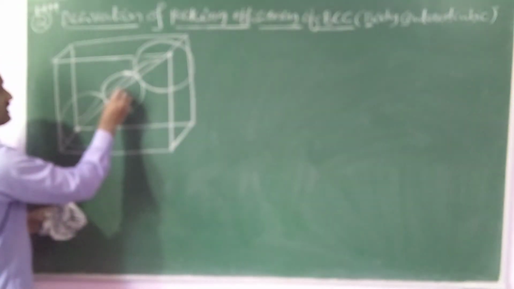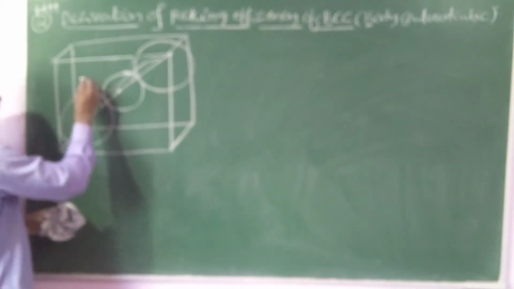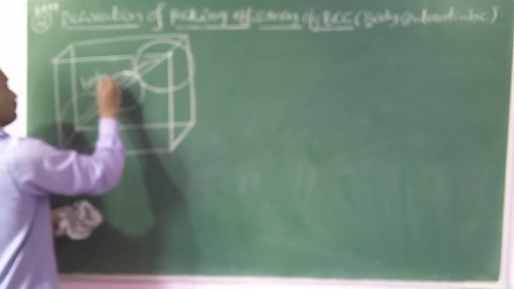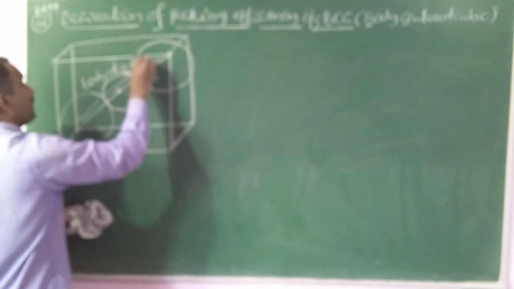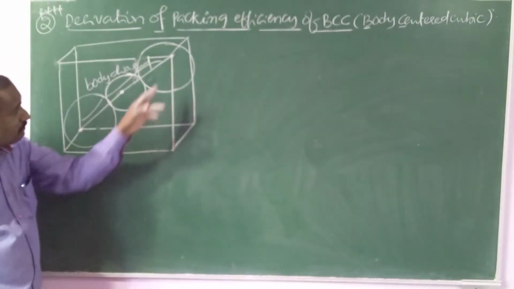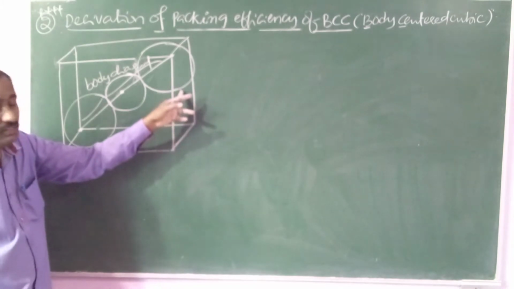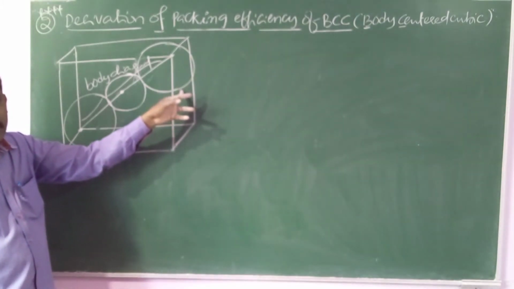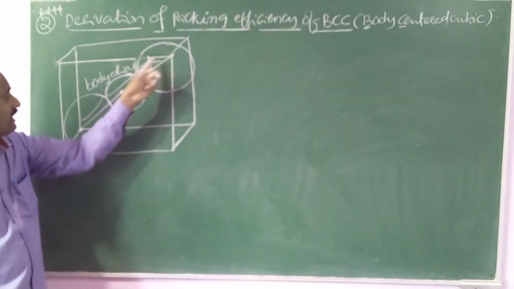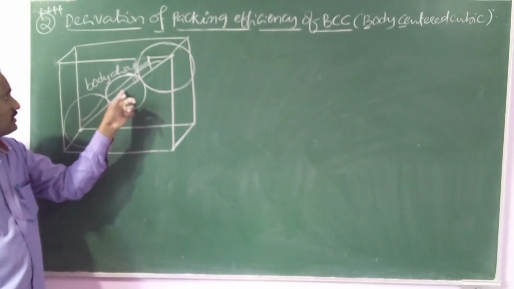Diagonal, it is passing through the center of the body. Previous one was face diagonal. Face diagonal means the line which is passing through the center of the face. If any line is passing through the center of the face, that is face diagonal. A line passing through the center of the body is hence a body diagonal.